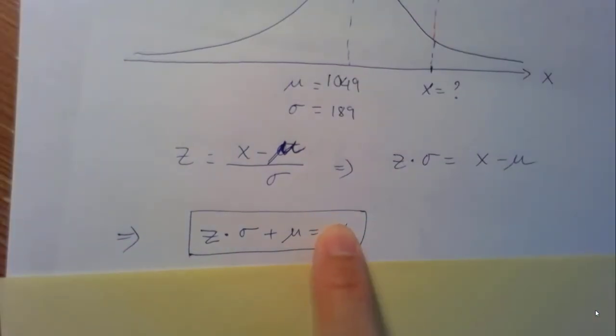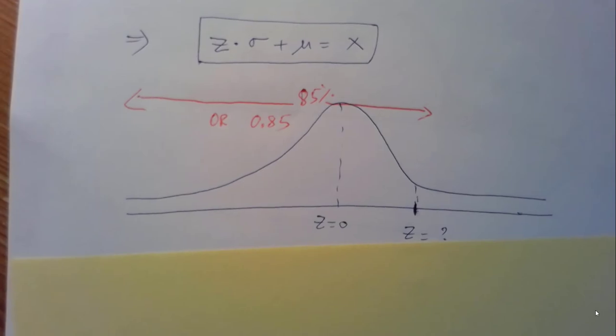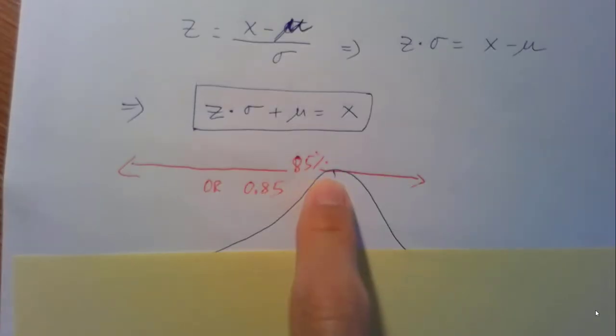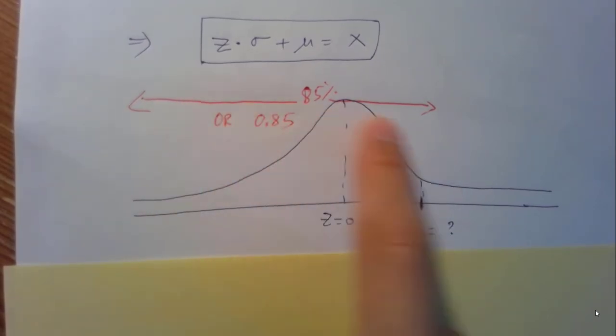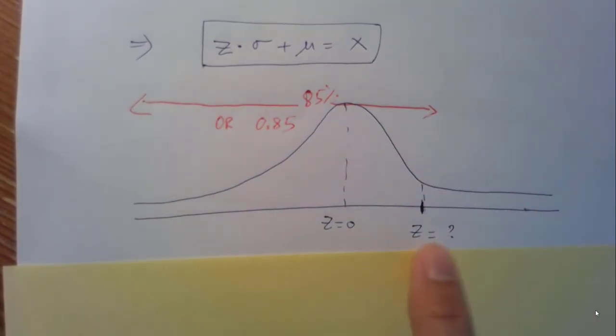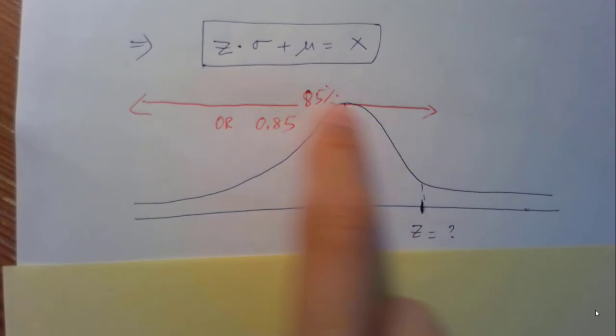So in order to solve for X here, I need to have the Z, sigma, and the mu. I got the sigma and the mu, but not the Z score. So how do I figure out the Z score in this problem? Okay, we convert to the Z scale. At the Z scale, the Z score at the center, the mean, is 0. Now we are looking for the 85th percentile. What is the value of the Z score right here? 85% means 0.85. So what is the corresponding Z score to this 0.85?